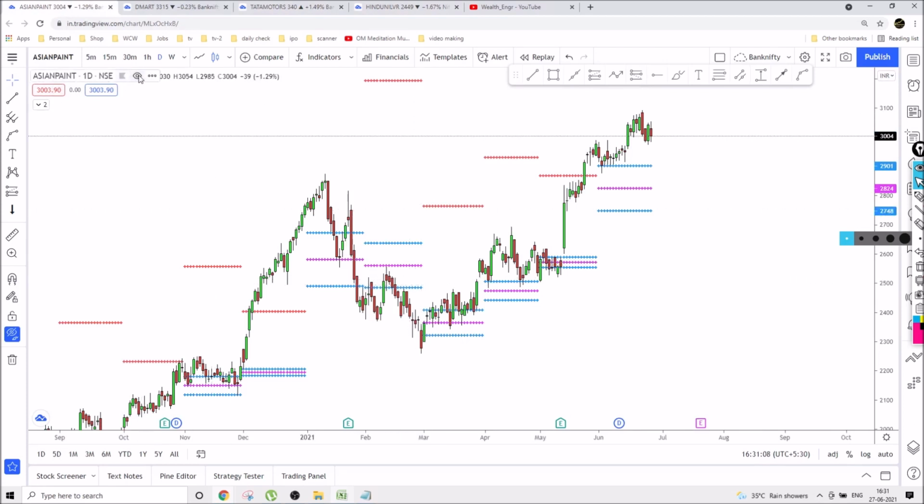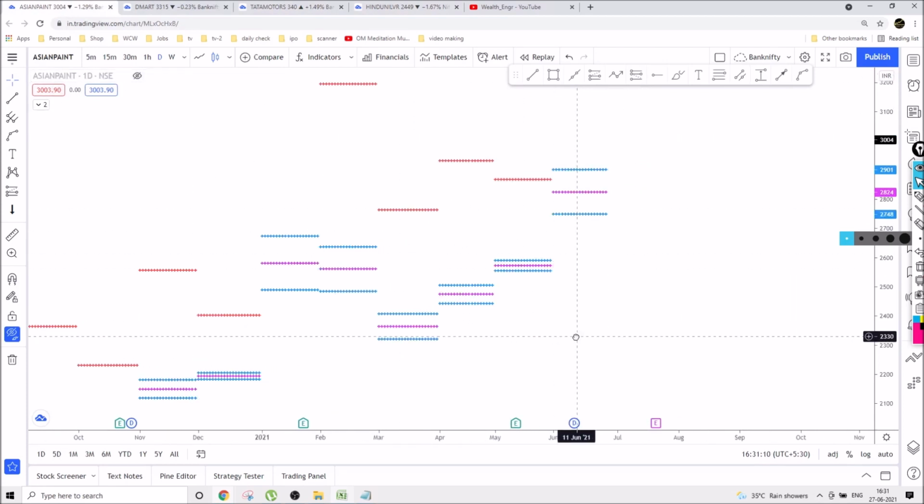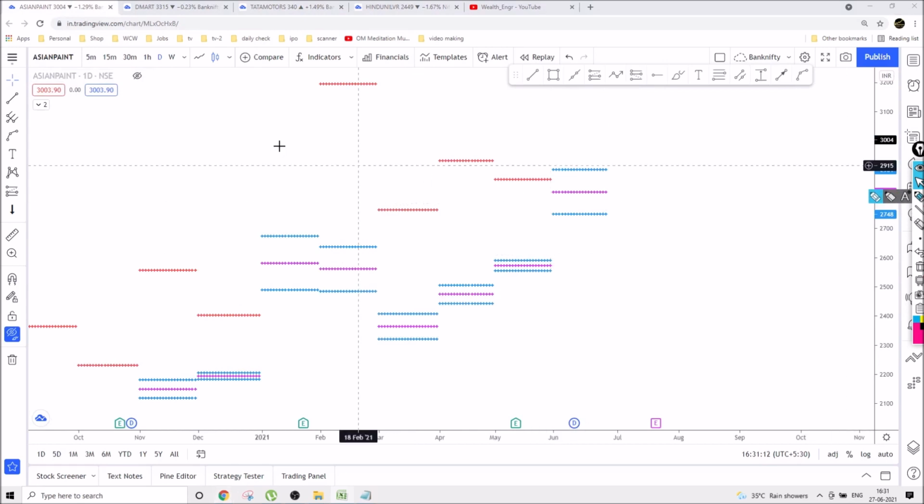Let me hide the candles first, and I'll explain the strategy, and then I'll go step by step. The first thing is the time frame. What we need to use is the daily time frame. Okay, that is the first step. Daily time frame we'll use.